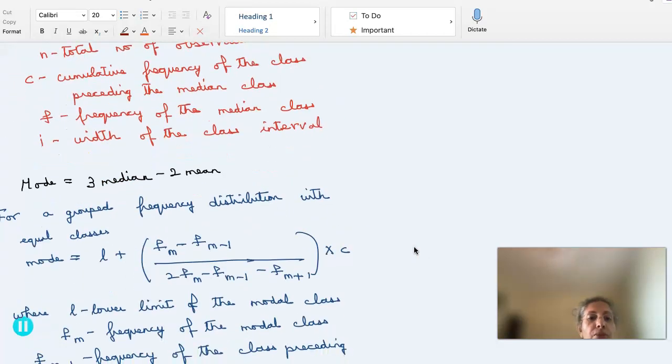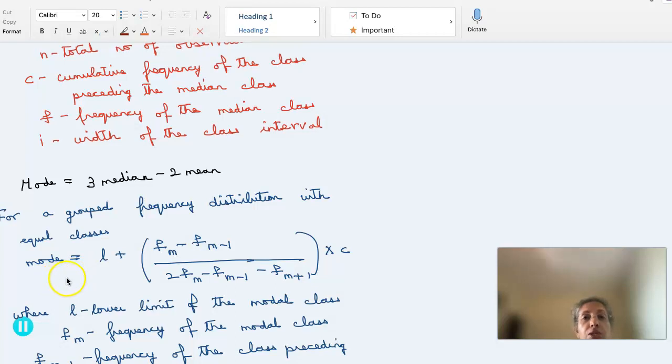Again, a useful formula giving you the connection between mean, median and mode. Mode is 3 times median minus 2 times mean. What happens for a grouped frequency distribution with equal classes? How do you calculate the mode for that? Now keep in mind that for a discrete set of values, mode is the value which occurs the most frequently. If you are just given a frequency distribution without class intervals, mode is the value with the highest frequency.